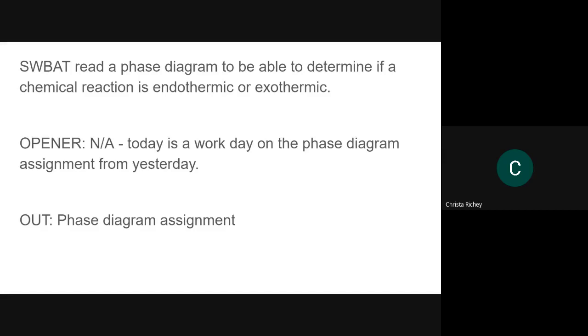Okay, so the original assignment was stapled. And so the back page is here. I'm trying to make sure that you understand how to read one of these diagrams. Today is essentially a work day, but there is a secondary paper here that goes along with it. So there's actually two different assignments that go with these diagrams.